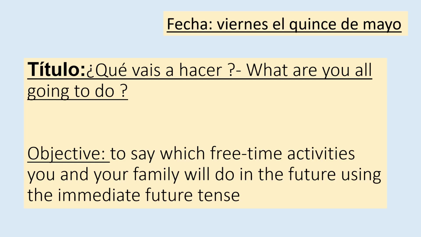Okay, escribid la fecha. Write the date. Viernes el 15 de mayo. Título, title. ¿Qué vais a hacer? What are you all going to do? And write down your objective: to say which free time activities you and your family will do in the future using the immediate future tense. Make sure your date and your title are underlined. Gracias.